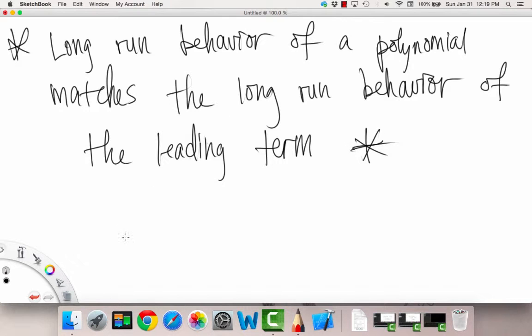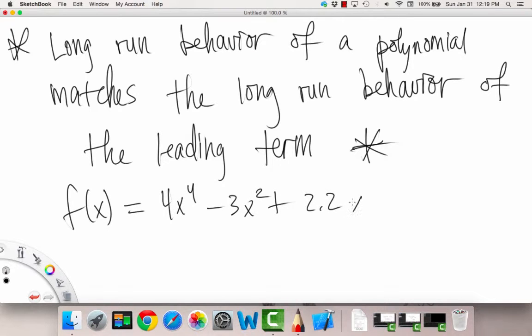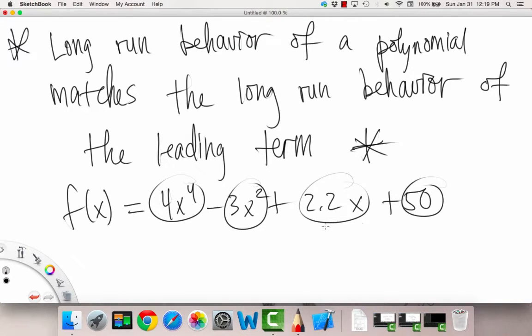Okay, so basically on the one that we had here, f of x is equal to 4x to the fourth minus 3x squared plus 2.2x plus 50. If we were to look at all these and be like, okay, I know what this one looks like on its own as a graph, I know what this one looks like, and I know what this one looks like, so what does this whole thing look like?